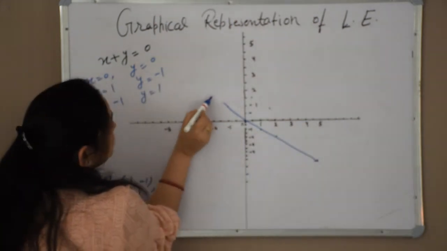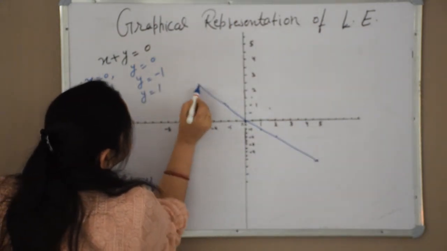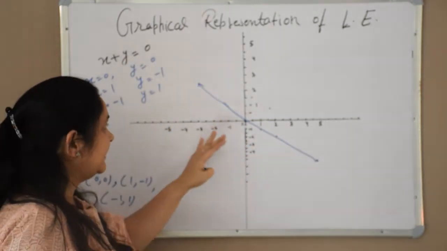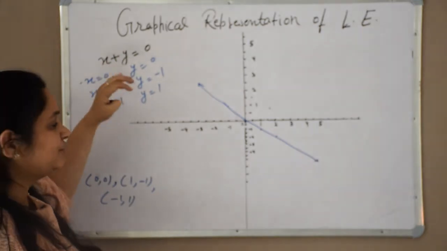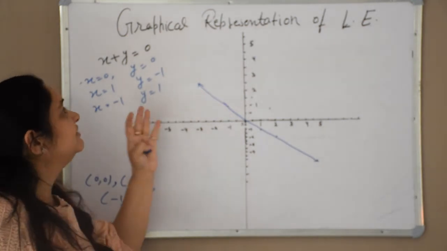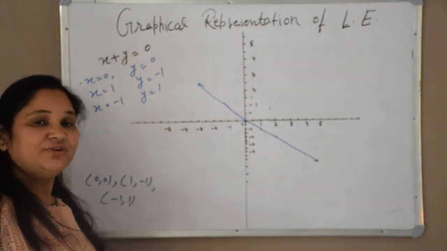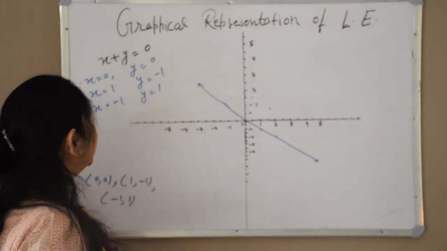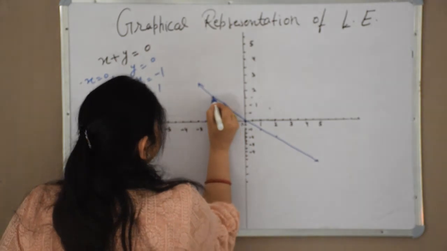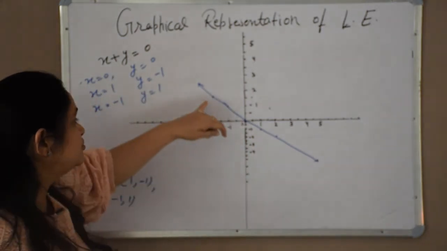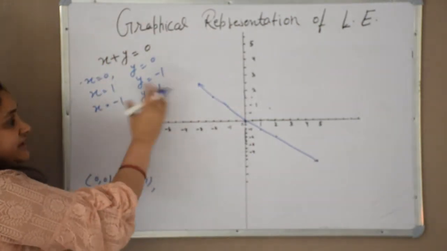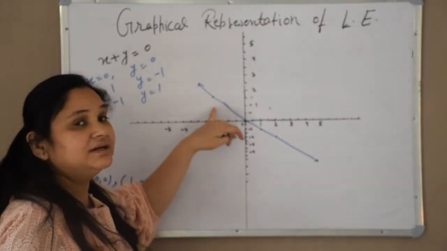And we will put arrows. We can extend it on both sides indefinitely. So this is a straight line, because it was a linear equation in 2 variables, again it is representing a straight line. So we can conclude that every linear equation in 2 variables always represents a straight line, and every point on this line, suppose I am taking this point, definitely it will be a solution of this linear equation, and every solution of a linear equation is a point on the line.